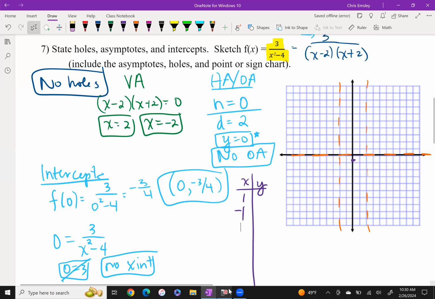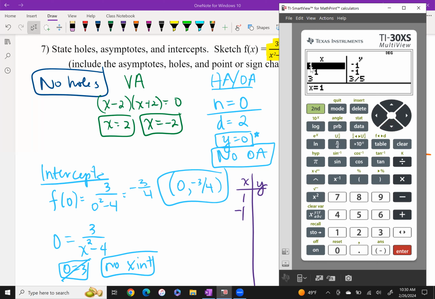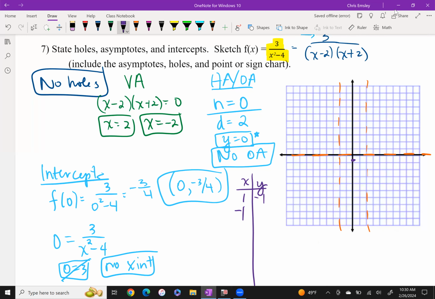And let's use that table button on our calculator. I love that button. If we put in our function, which was 3 over x squared minus 4, and I'm going to go down to ask and okay. And then I can just type in numbers here. And look, they're already here. If I plug in +1 and -1, either one gives me a -1 for an answer. It just saves me some calculations. That's why I like to do that.